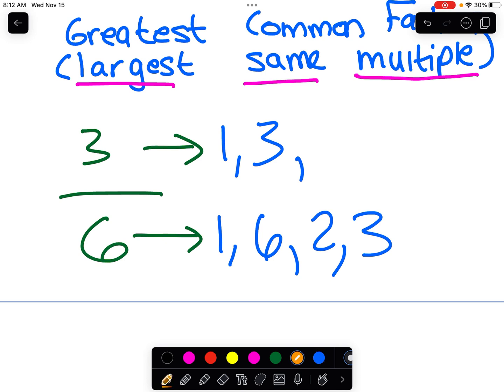Now, 1 is a common factor, but it's not the greatest common factor here. As I look, I see 3 and 3 are the same. Even though 6 is higher than 3, there's no 6 in the factors of the numerator. So the highest common factor, the greatest common factor, is 3. Now comes the fun part.